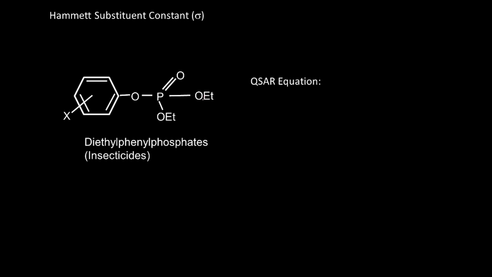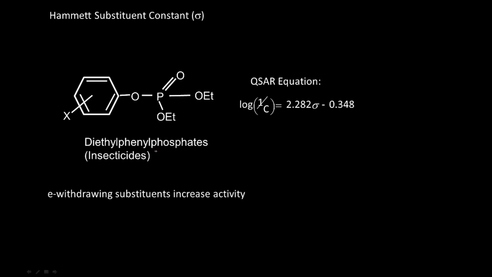Diethyl phenyl phosphates, you have two ethyl groups here. They are all used as insecticides. We have equations like this: 2.282 sigma minus 0.348. So electron withdrawing substitution increases the activity.